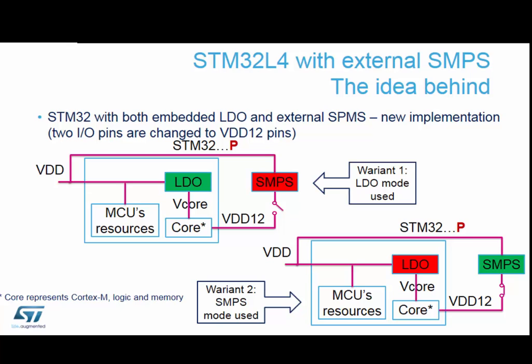Okay? So what is happening now is we have two voltages, VCore and VDD12. And there is embedded circuitry which monitors both of these voltages. If VDD12 is present, then this circuitry automatically bypasses the LDO, so it is switched off, and VDD12 exclusively supplies the VCore domain. Is it clear to you? Okay.